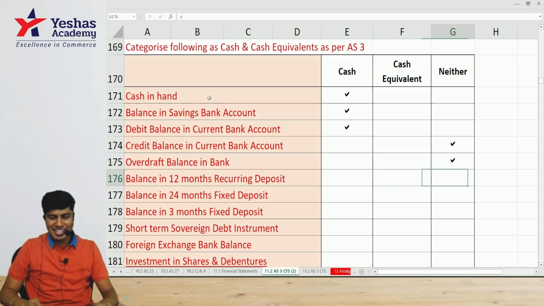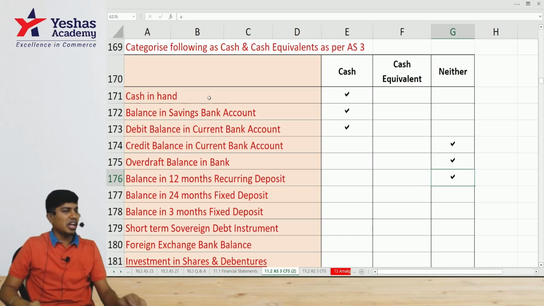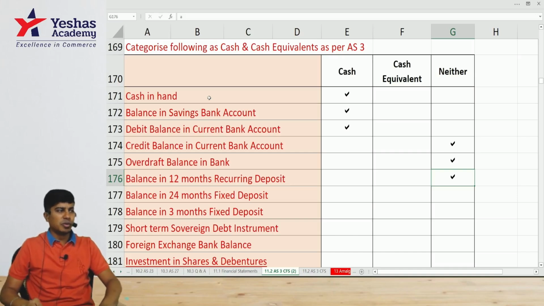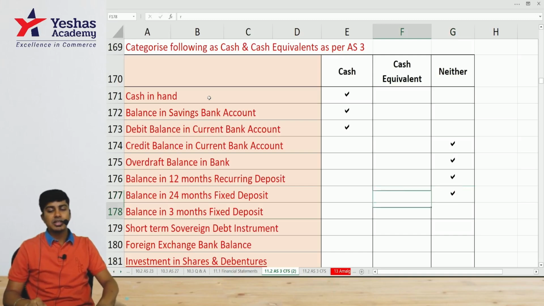Come on, yeah. Is this cash equivalent? No, it is not. What if you have FD for 24 months? Too long, bro, too long. This is not cash equivalent. What if you have FD for 3 months? Okay, I am listening. 3 months is cash equivalent.